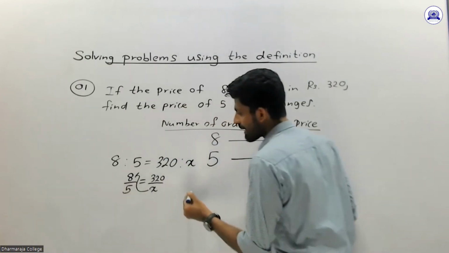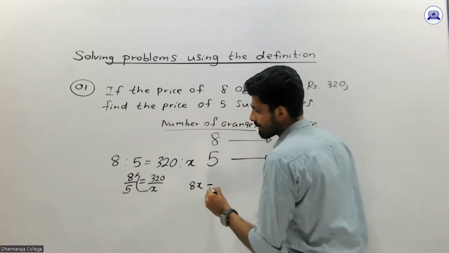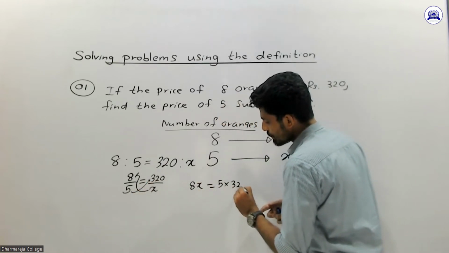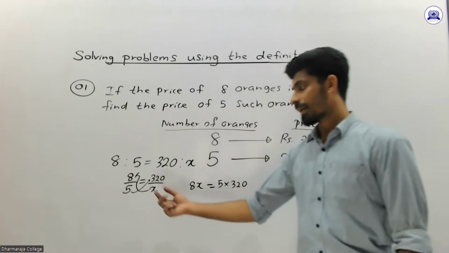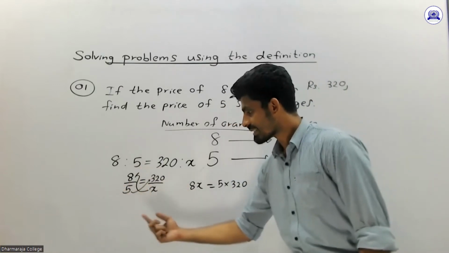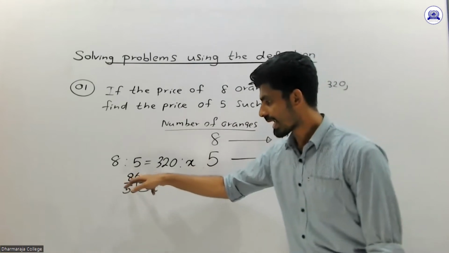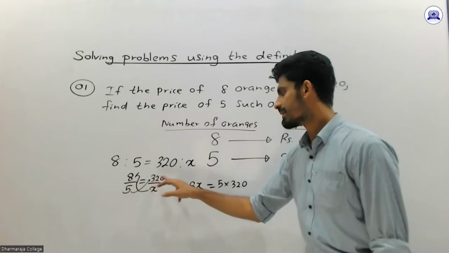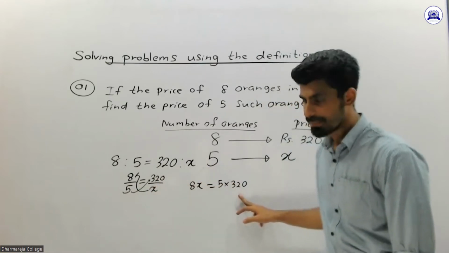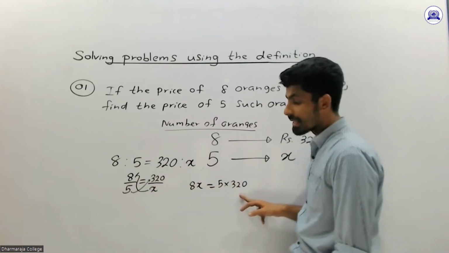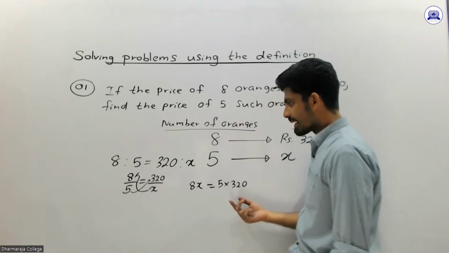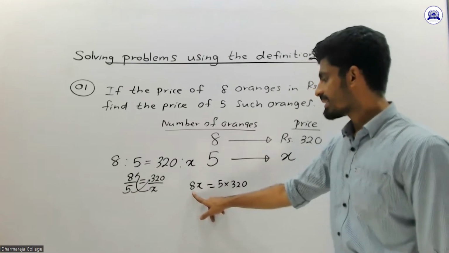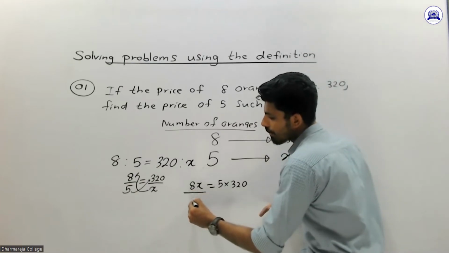x multiplied by 8, 8x, equals 5 multiplied by 320. You need to do those simplifications, right? How to solve this type of equation? You can do the cross multiplication: 8 into x, x multiplied by 8, 8x, equals 5 multiplied by 320. So you can see 8x, and you need to find the value for x.